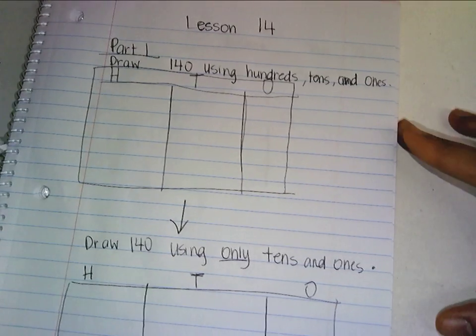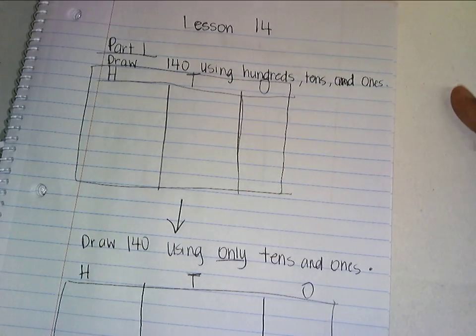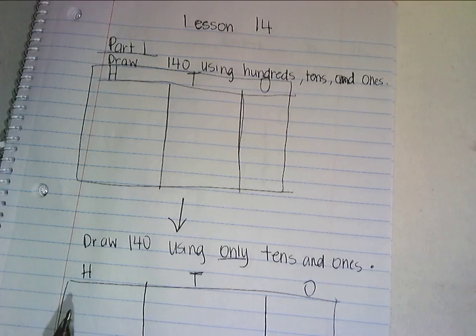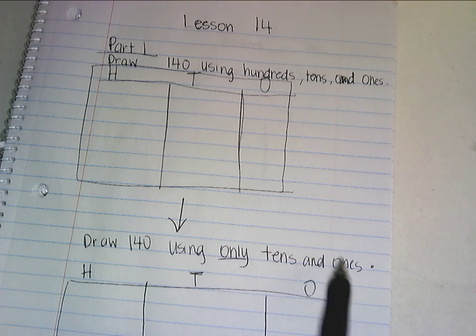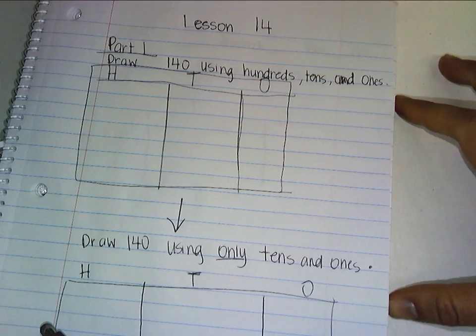So the first part is you're going to represent a number using your place value chart, using place value discs, and then you're going to model using hundreds, tens, and ones, and then you're going to model the same exact number using only tens and ones. You're going to be doing a little bit of regrouping, but backwards. Let me show you what I mean by that.